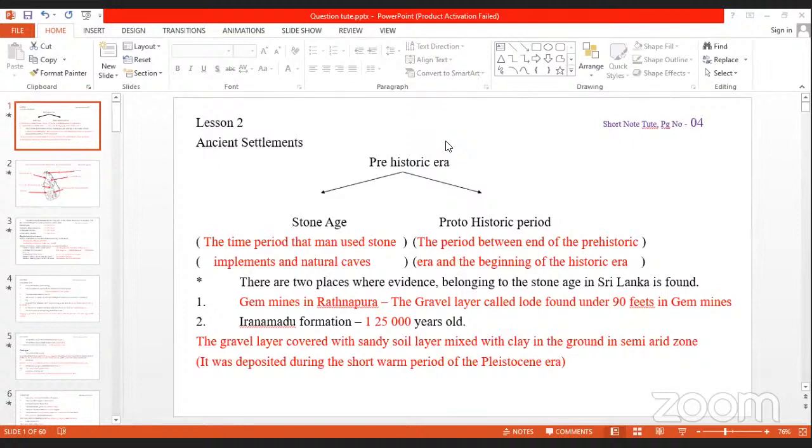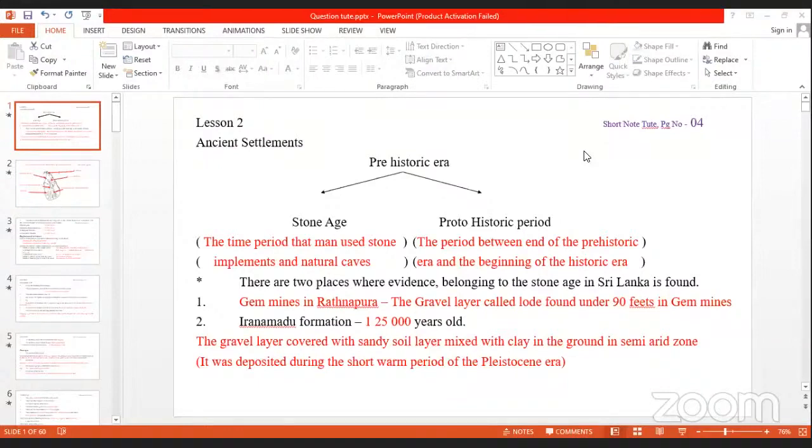So because of that, I'm giving my information here using a slideshow. In the slide on your right hand top corner, I have mentioned the tude and the page, like short note tude, page number 4. So you have to refer to the short note tude, page number 4. When I give it as question tude, you have to take the question tude.